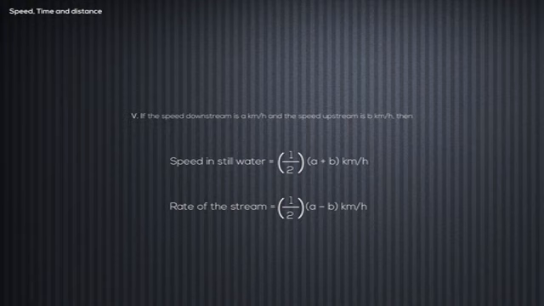If the speed downstream is a kilometers per hour and the speed upstream is b kilometers per hour, then speed in still water is given by half of a plus b, and the rate of the stream is given by half of a minus b.